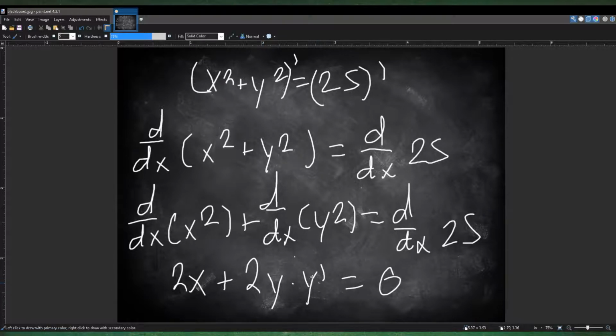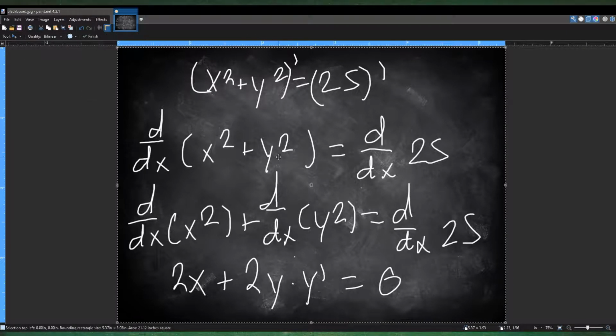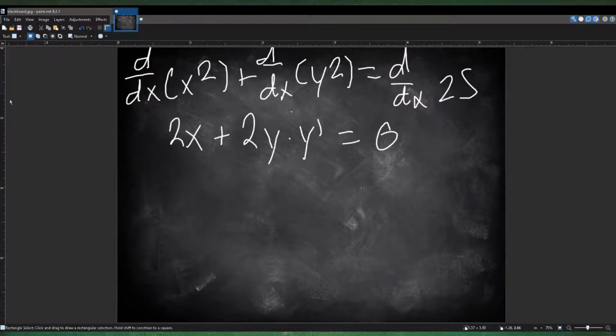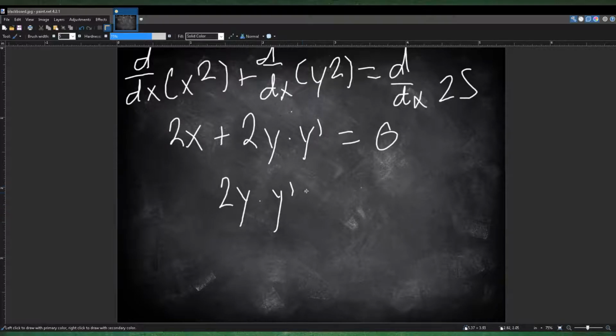Now we just need to isolate y. So we could just subtract 2x to the other side. Let's move this up. So we just have 2y times the derivative of y. Subtract 2x from both sides, so that's minus 2x. So 2y times the derivative of y is equal to negative 2x. Divide by 2y on both sides.